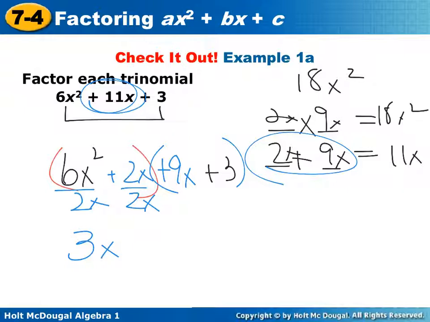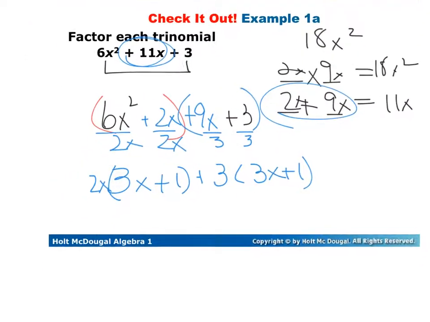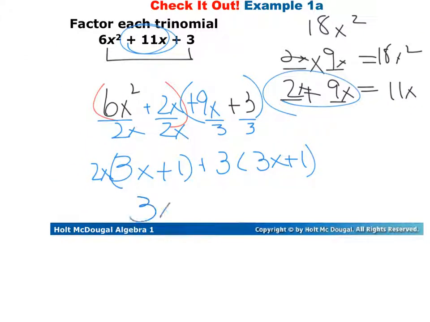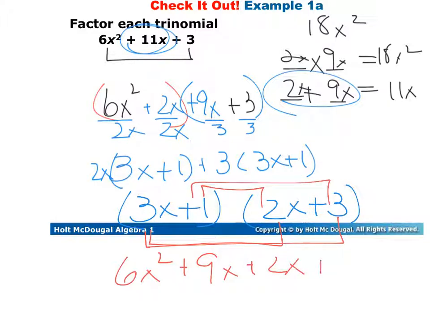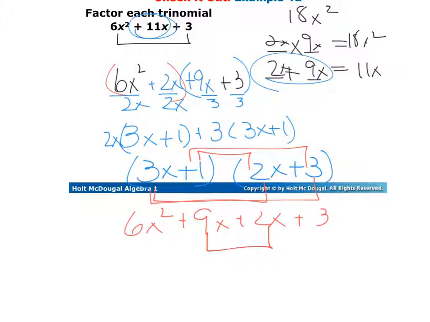3x. I gotta put the GCF out here. So 3x plus 1. Over here, the GCF is 3. And I get 3x plus 1 again. You take the two things that are the same, and then take the two numbers outside. And again, you should FOIL it and make sure it goes back to your original. So that's your check. So 6x squared, outer gives me 9x, inside gives me 2x, last gives me 3. You should always be able to combine the middle ones, and it does indeed go back.